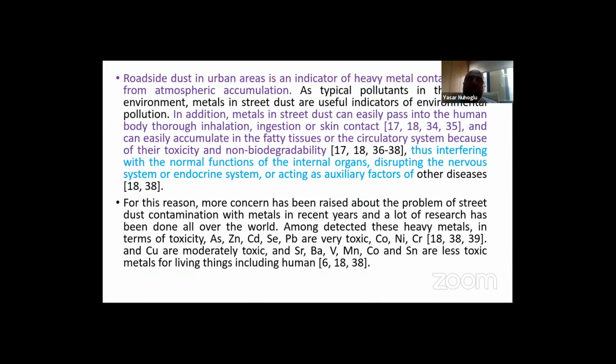Roadside dust in urban areas is an indicator of heavy metal contamination from atmospheric accumulation. As typical pollutants in the urban environment, metals in street dust are useful indicators of environmental pollution. In addition, metals in street dust can easily pass into the human body through inhalation, ingestion, skin contact, and the nutritional pyramid, and can easily accumulate in the fatty tissues and circulatory system because of their toxicity and non-biodegradability.